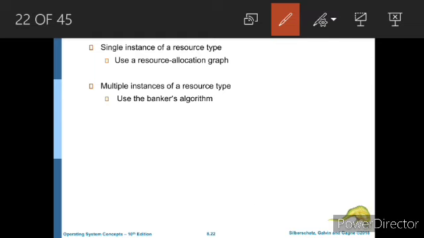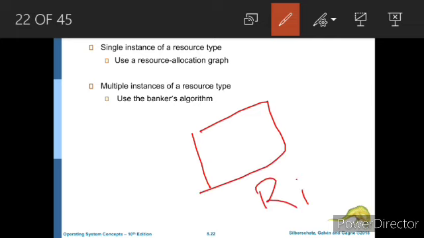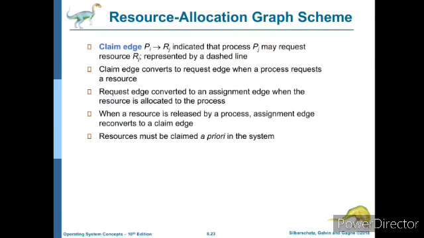The second one is multiple instances. Multiple instance means this is a resource type Ri with multiple instances, that is 1, 2, 3, 4. So here the resource type Ri has 4 instances. This is an example of multiple instances. In that case, if there are multiple instances for the resource type, then we need to go for Banker's algorithm. Let's discuss the first algorithm in deadlock avoidance, that is the resource allocation graph algorithm.